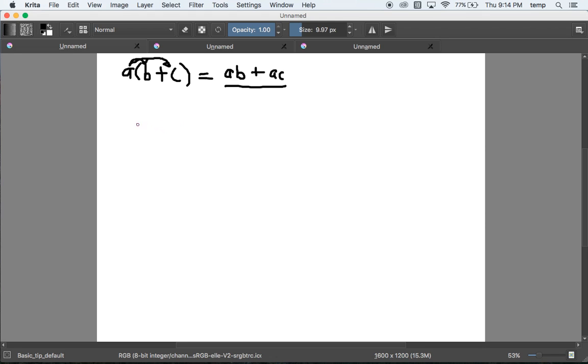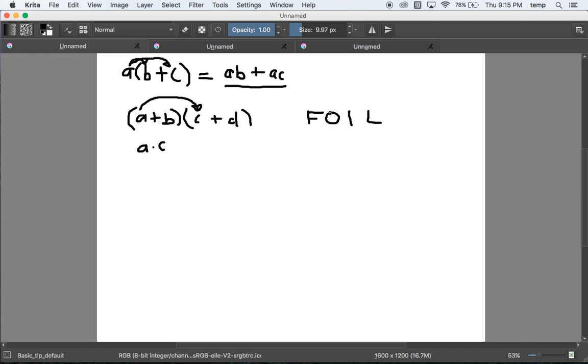You might have also heard of something called FOIL. So let's get this written down here. What FOIL says is we do first, outside, inside, and last. And that's what FOIL means. So first means we multiply our first term in both of our polynomials here. So a times c.